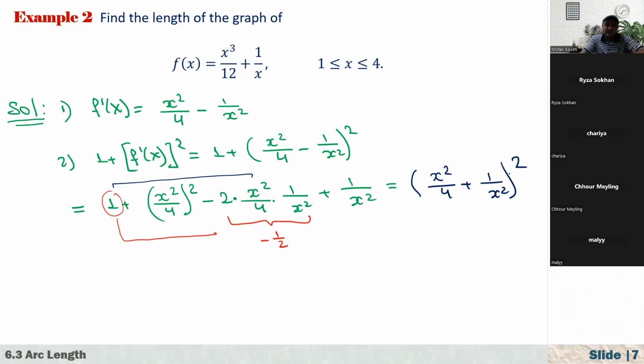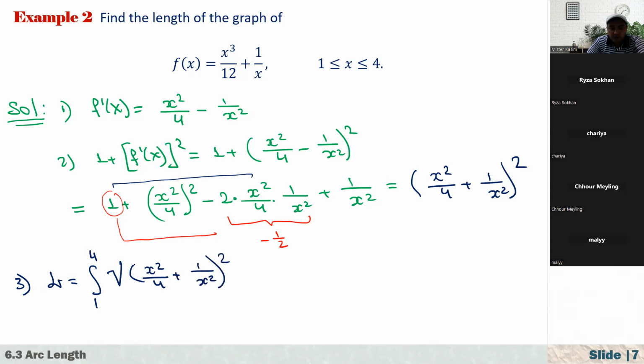A lot of students make a mistake here. They simplify this. After that, they find it so difficult to arrange this expression to change it into a perfect square. So our third step is we have to evaluate our integral. The length of this curve will be equal to the integral from 1 to 4 of the square root of the whole expression, 1 plus f prime of x squared. So that's equal to x squared over 4 plus 1 over x squared, squared, dx. Over this interval, everything is positive, so I can just cancel the square root with the square, right?